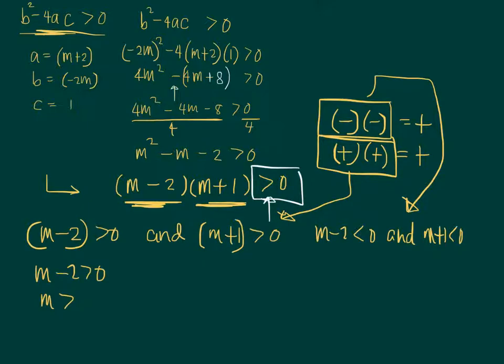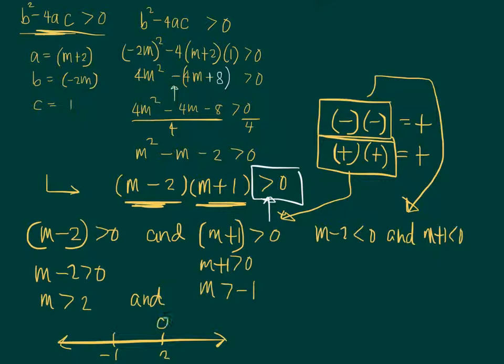So that's 2. But you have to note that m plus 1 should also be greater than 0, or m is greater than negative 1. So if we identify the solution from this, we have negative 1 and 2. M greater than 2 means all the numbers bigger than 2, so those are the numbers on the right of 2. M greater than negative 1 means all the numbers on the right of negative 1.